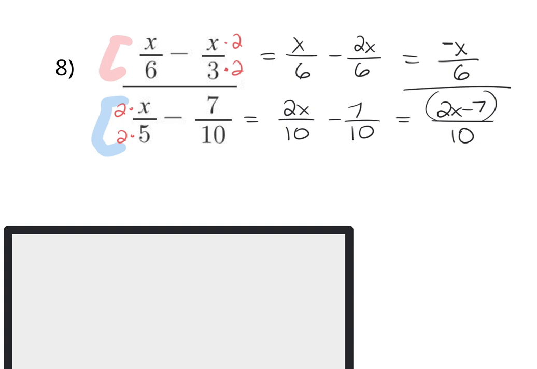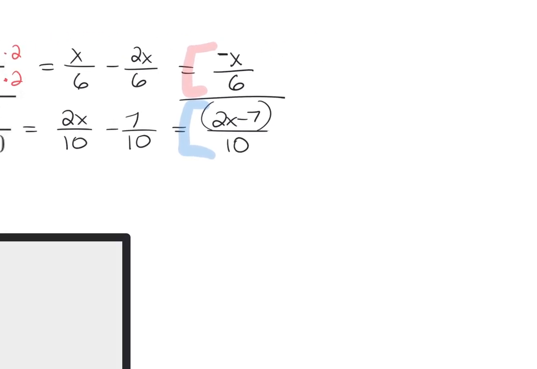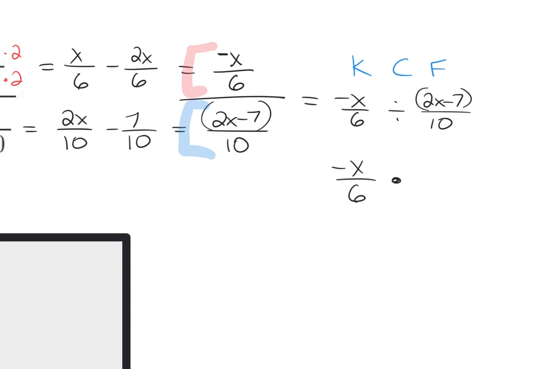Bring my big division over. This is our numerator. This is our denominator. So now we get to rewrite it as a division problem. So negative x over 6 divided by 2x minus 7 over 10. Keep, change, flip. Keep the first guy, change to multiplication, flip the second guy.